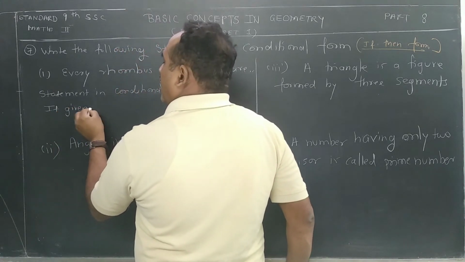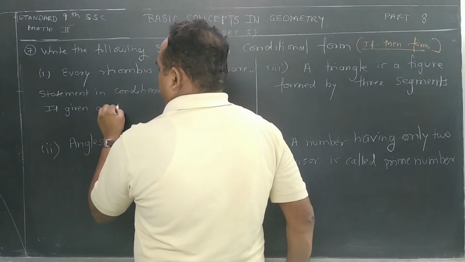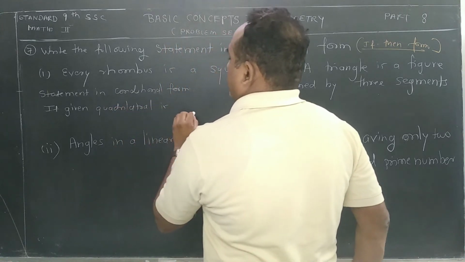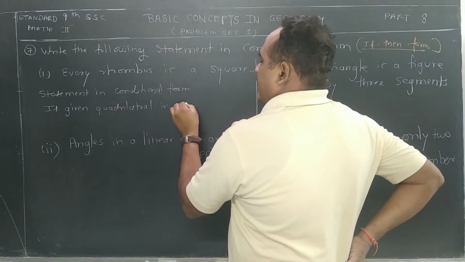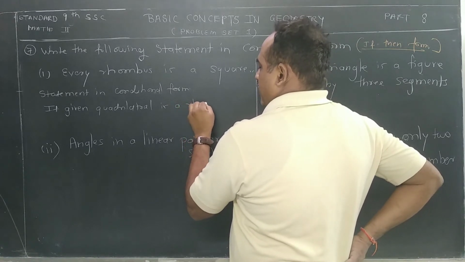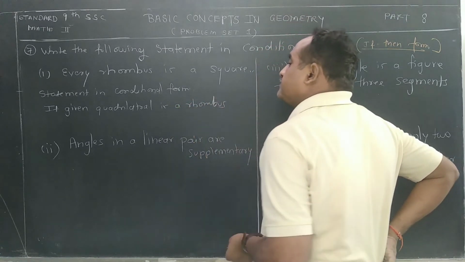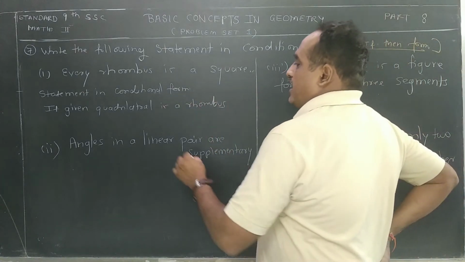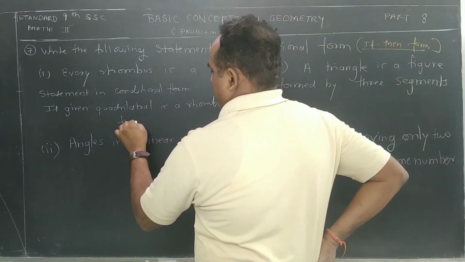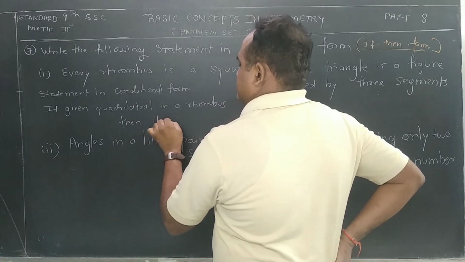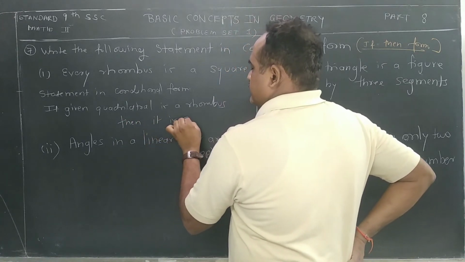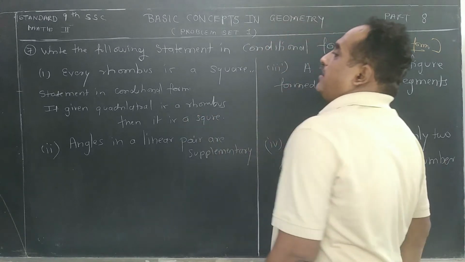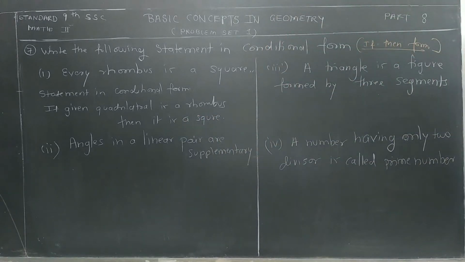if the given quadrilateral is a rhombus, every rhombus, this given quadrilateral is a rhombus, then it is a square. It is a square.